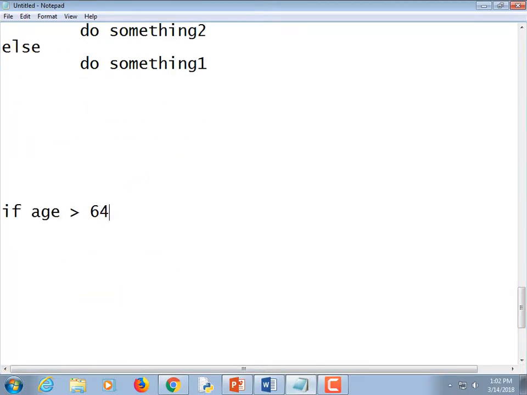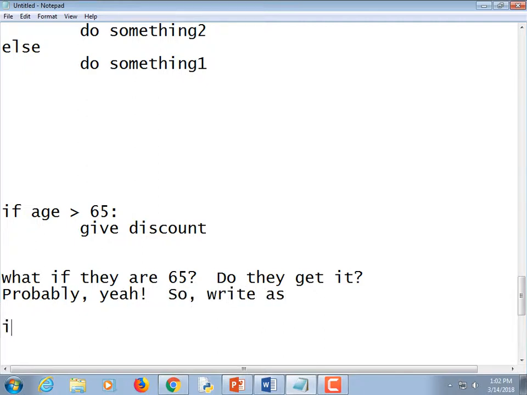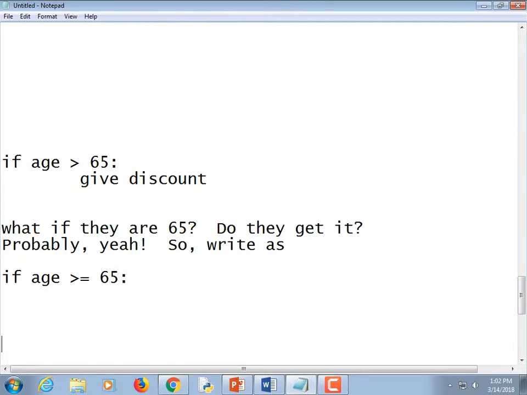If age is greater than 65, give discount. What if they are 65? Do they get it? You'd ask the person writing the specs, and they'd probably say, yeah, probably. So, write it as if age is greater than or equal to 65. So when you're writing your relational expressions, just make sure you figure out how to handle the boundary, whether 65 is supposed to be part of it or not.